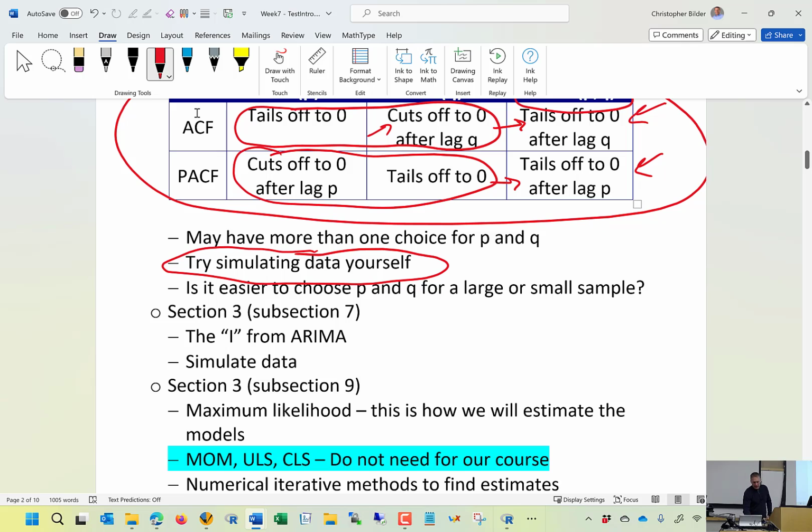So a simple question, well, hopefully a simple question for you. Is it easier to choose P and Q for a large or a small sample? Large. Because I have more evidence. I have more information about what's going on. And this is the same with any other kind of thing that you do in statistics. You want as large of a sample as possible because that gives you more information about the population. And then you can make better judgments. Same thing here. Okay.